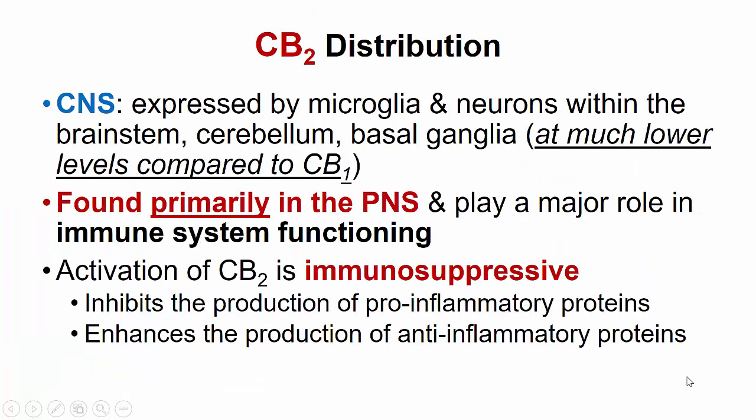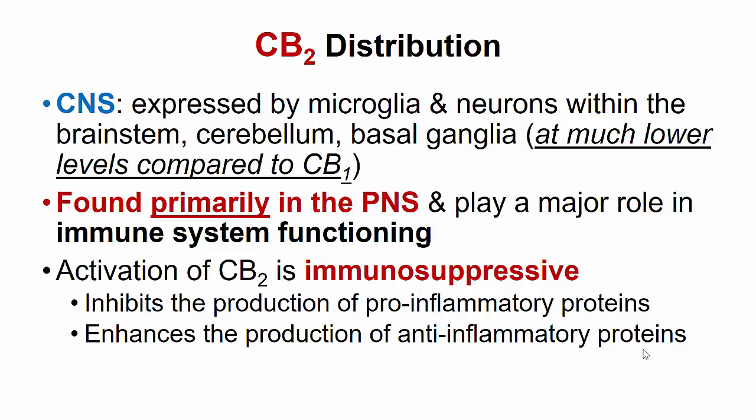So let's go to CB2 and talk a little bit about that. There has been a lot of focus lately on CB2 receptors and their immunosuppressive effects. We find, as mentioned before, that CB2 receptors are found mainly in the immune system and the PNS, among other tissues previously mentioned, in addition to being expressed by the brain's immune cells, the microglia, especially when these cells have been activated by inflammatory or degenerative processes.